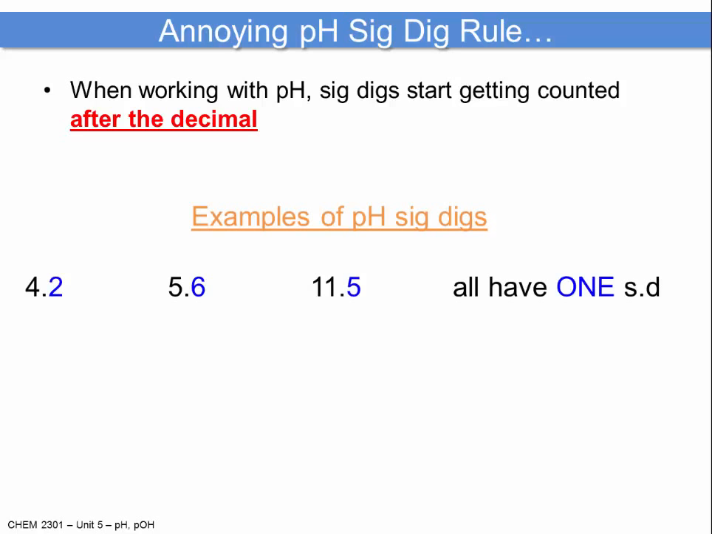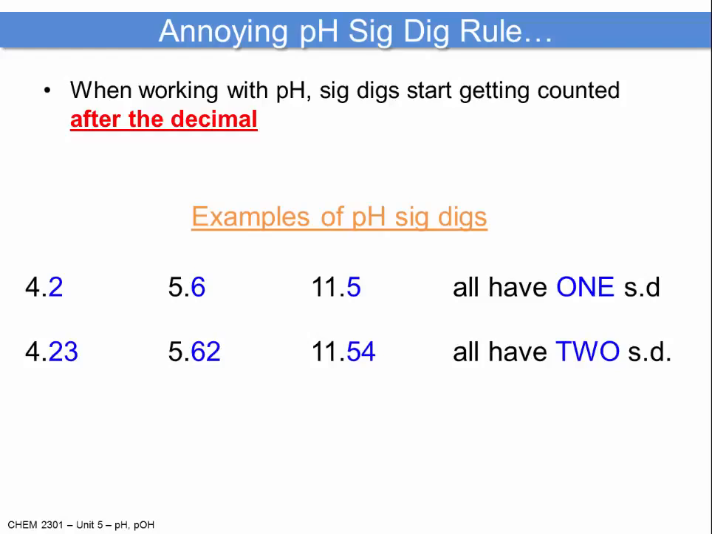If I have a pH of 4.2, 5.6 or 11.5, all of these have one significant digit. According to our previous rules, we would not have said one for significant digits, but when dealing with pH specifically and pOH, we have one significant digit because we only count whatever's after the decimal place. All of these values shown here have two significant digits. Each of these values we also treat as one significant digit. So again, as I said in the title, an annoying pH sig dig rule, but it's something that we have to get used to and practice as we go.